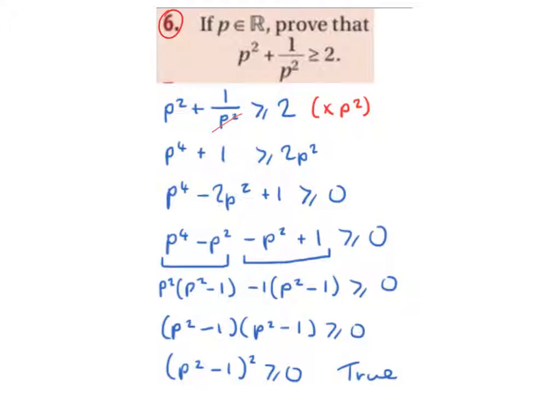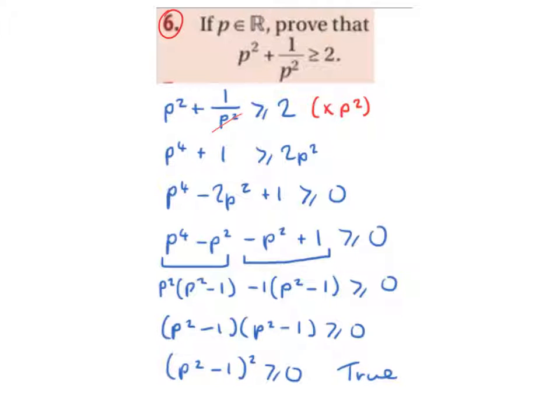Since I've got p squared minus 1 inside both brackets, that's one of my factors, p squared minus 1. I then bring down the p squared and the minus 1 and put brackets around that. So that's my other factor. So I've got p squared minus 1 multiplied by p squared minus 1, which is p squared minus 1 squared, because they're both the exact same. And that's greater or equal to 0.